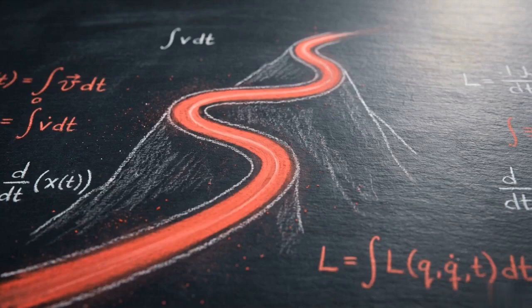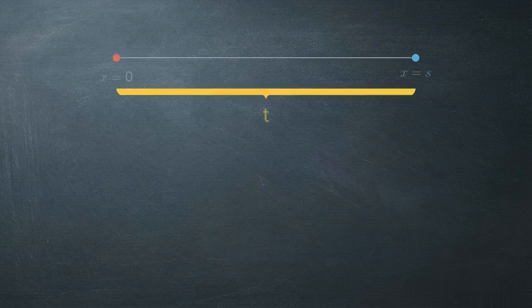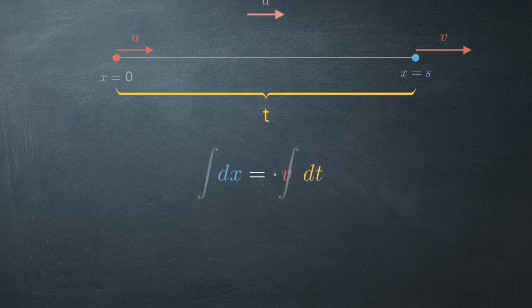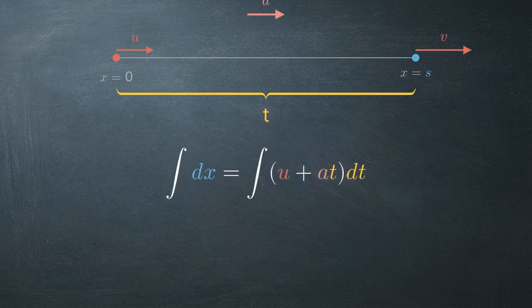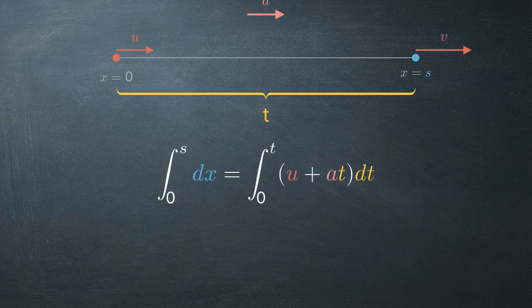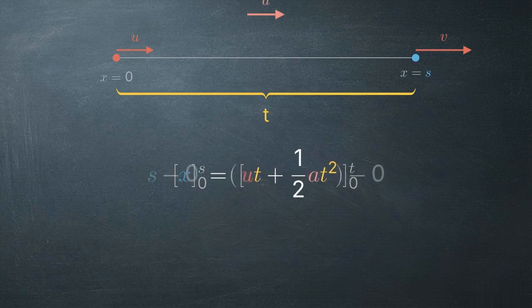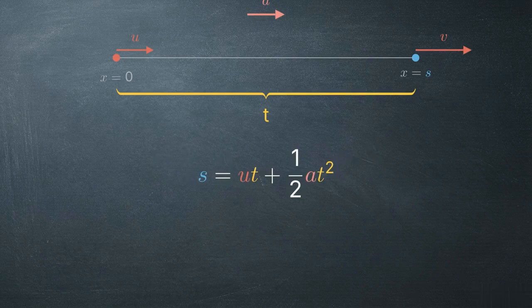We apply the same methodology to track the total physical displacement of the object. This diagram shows the displacement setup. We set the integral of positional change equal to the integral of the entire velocity equation we just solved. We establish the boundaries, integrating the physical distance from 0 up to the final displacement s against the time limits of 0 to t. The calculation yields the total displacement. It equals the initial velocity multiplied by time, added to 1/2 the acceleration multiplied by time squared. This provides the second equation of motion.